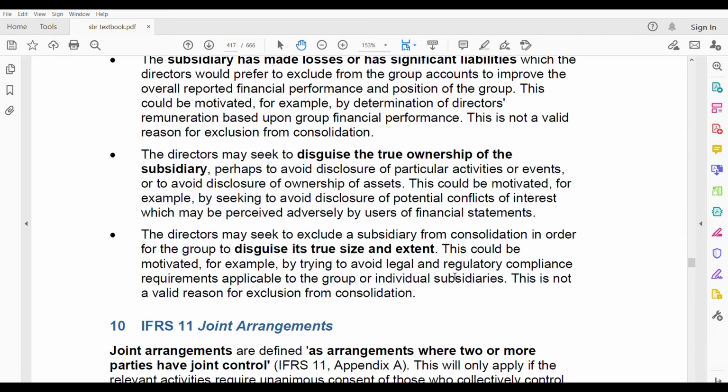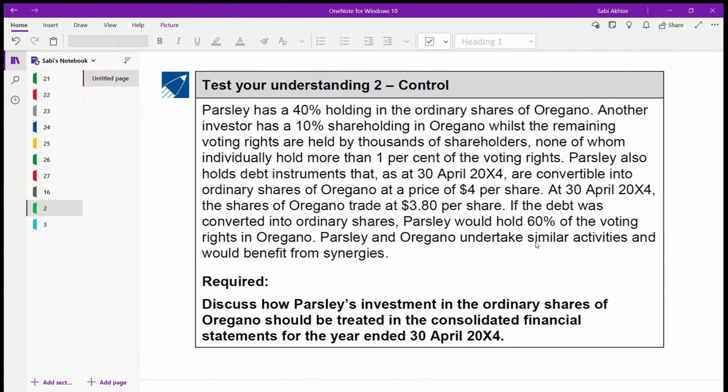So that's it for IFRS 10. And now we'll be doing some questions from IFRS 10 to understand it better. And the next standard will be IAS 28, investments in associates and joint ventures. So let's start. Test your understanding 2, control. I definitely wanted to do test your understanding 1, but it has an associate in it, and we still didn't cover associates, which I'll be covering in the next video, IAS 28. Once I'm done with associates, then I'll be doing test your understanding 1 because it includes both a subsidiary and an associate. So now let us start with test your understanding 2, which is control.